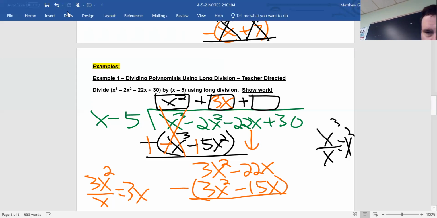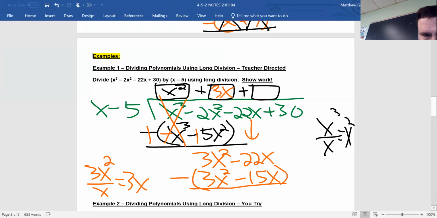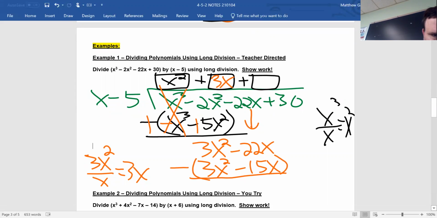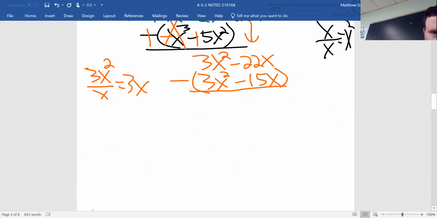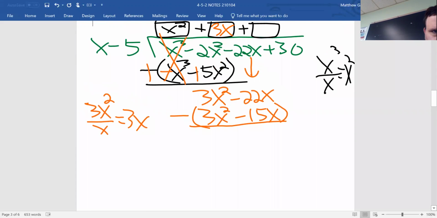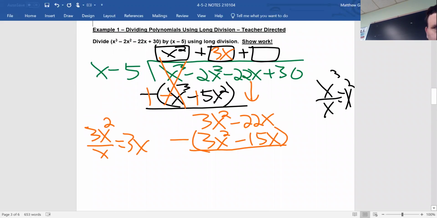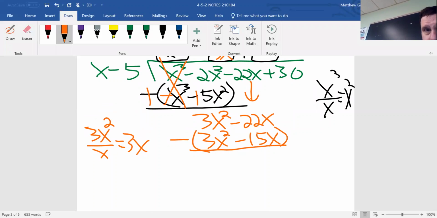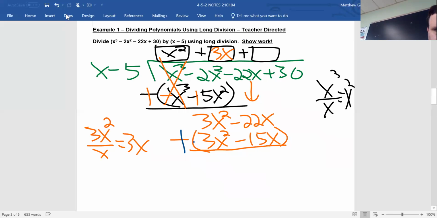So subtract going vertically. Let's give us some more room here. If you see here, we just didn't change the subtraction to addition, so we want to do that. Take the negative 3x squared, change negative 15x to positive 15x. These cancel. Negative 22 add 15, that's negative 7. And finally, the last thing we can bring down is plus 30.